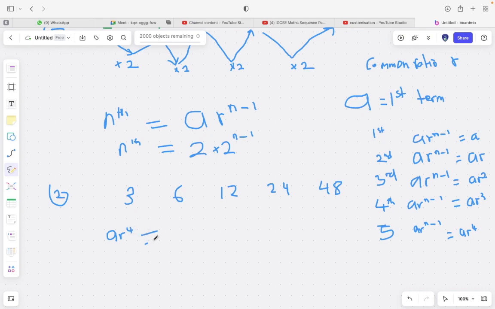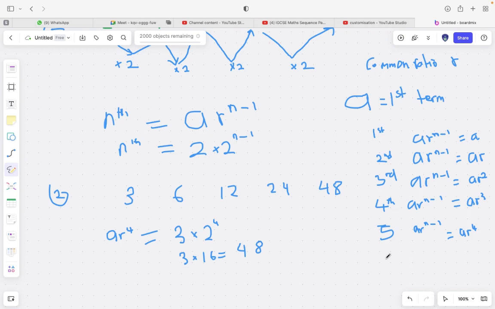Which is equal to, A is 3. The common ratio is what? 6 divided by 3, that's 2. Common ratio is 2. So you say multiply by 2 to the power of 4. 2 to the power of 4 is 2 times 2 times 2 times 2, that's 16. So you say 3 times 16 is what? That will give us 48. Is that okay?